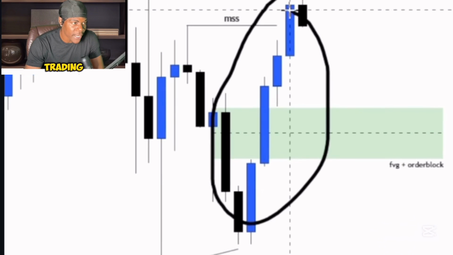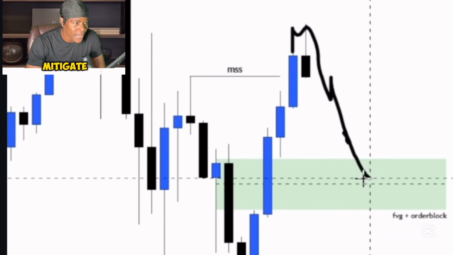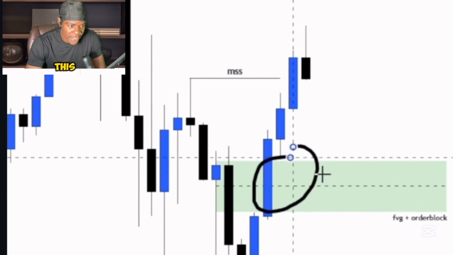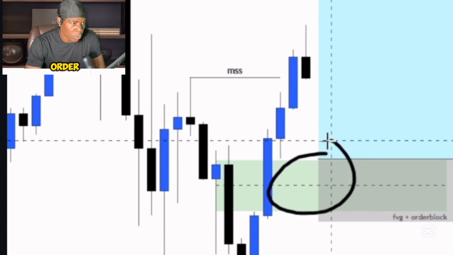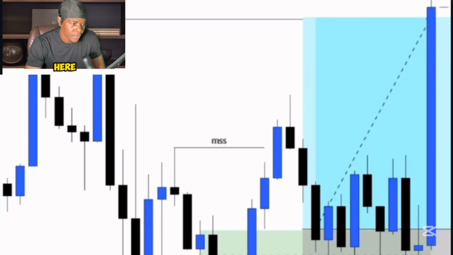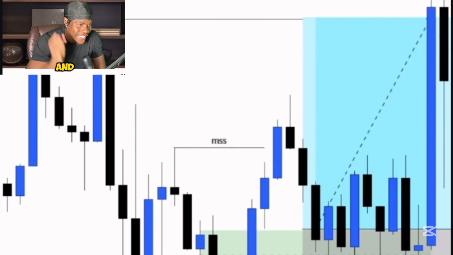So with this new trading leg, all we want to see is for price to pull back and mitigate a recent PD array. We see price left this order block that's aligned with this fair value gap. So we'll place our trade at the order block that's aligned with the fair value gap, and we're going to target this prior range high up here. Boom. Nice and simple.